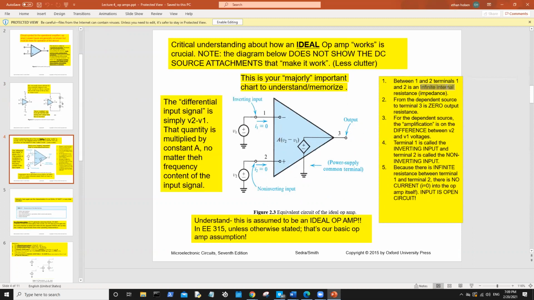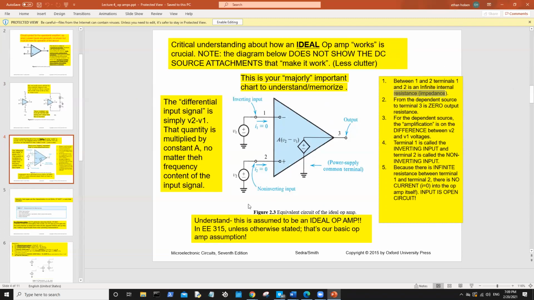Then we have this, which is just a rehash of all the ideal things: between terminals 1 and 2, infinite internal resistance. That's why we get to say the whole virtual ground node, which I'm 90% sure appears later in this slideshow. Then we have the dependent source based on the difference between V1 and V2. That's where the whole gain stuff comes out. Then it defines our terminals. Terminal 1, the negative terminal, is called the inverting. Terminal 2 is non-inverting. Cool. And then in part 5, he straight up talks about the virtual ground.